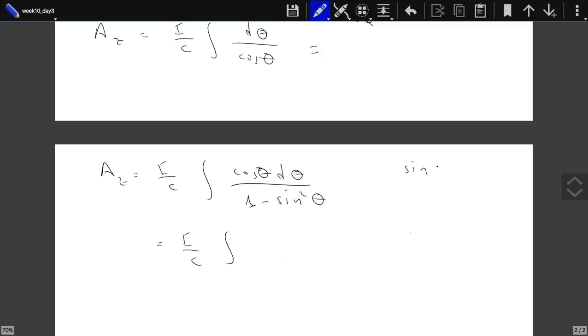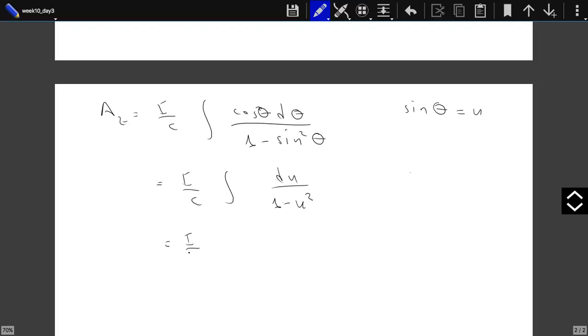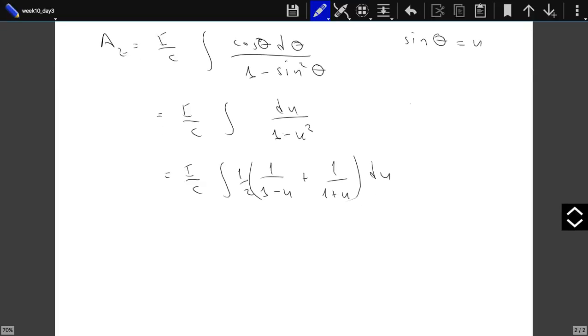Well, let's see, sine theta is u. So this is du over 1 minus u squared. This is equal to I over c, 1 over 1 minus u plus 1 over 1 plus u, divided by 2, du. This is equal to I over c times 1 over 2 logarithm of 1 plus u divided by 1 minus u. This is the indefinite integral.